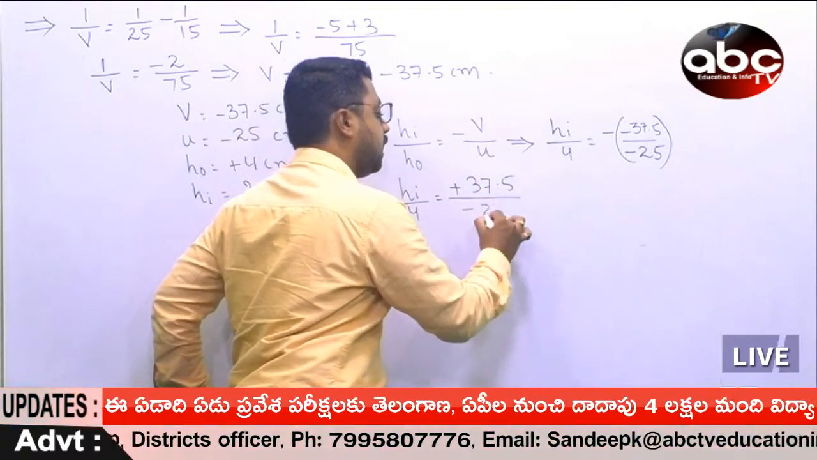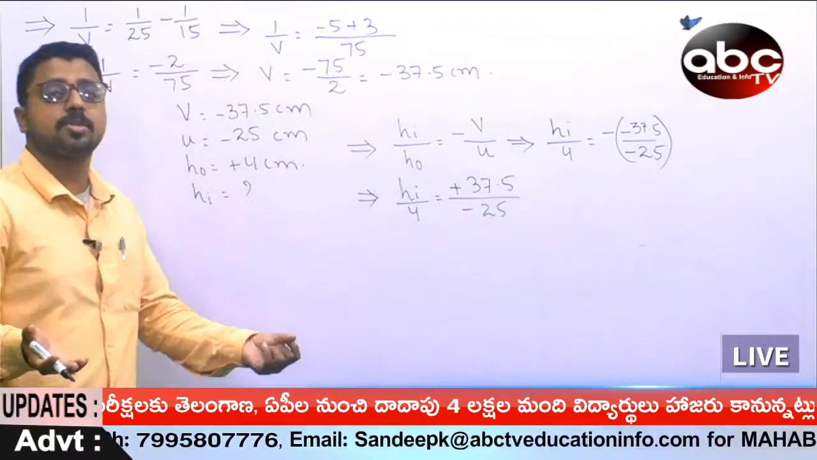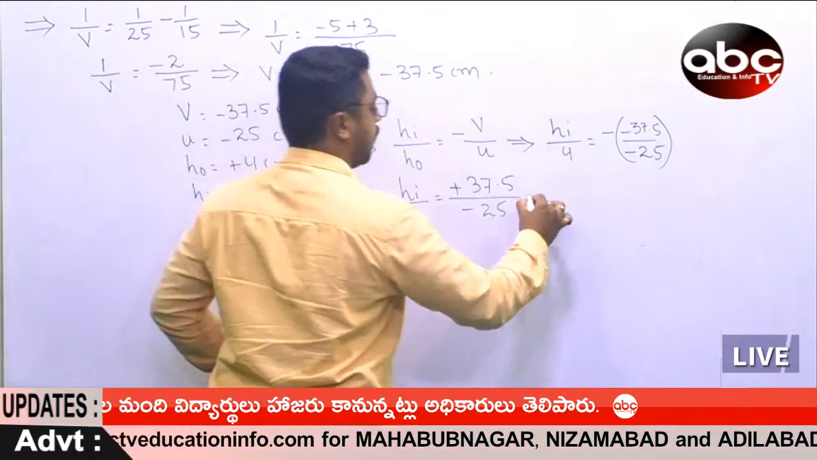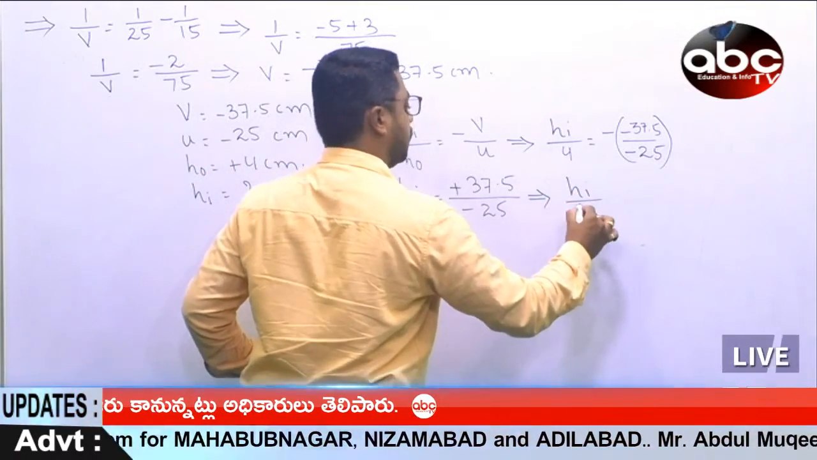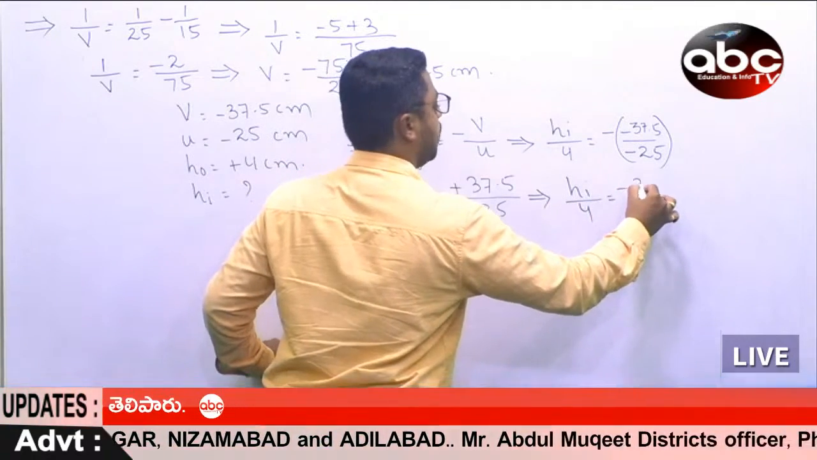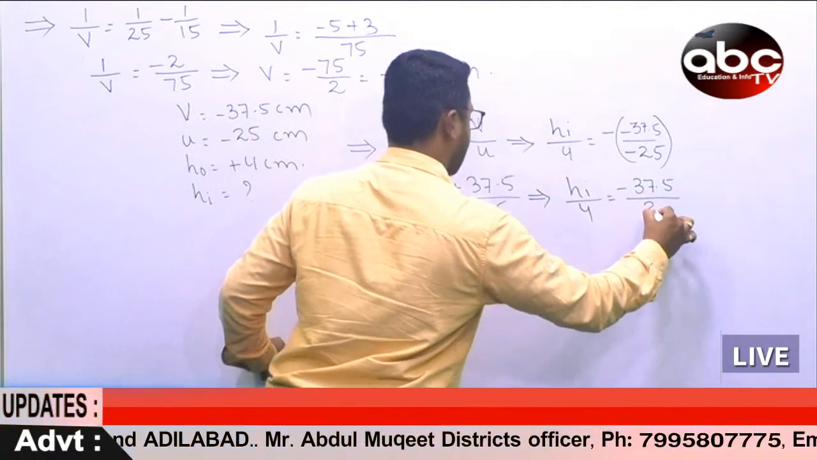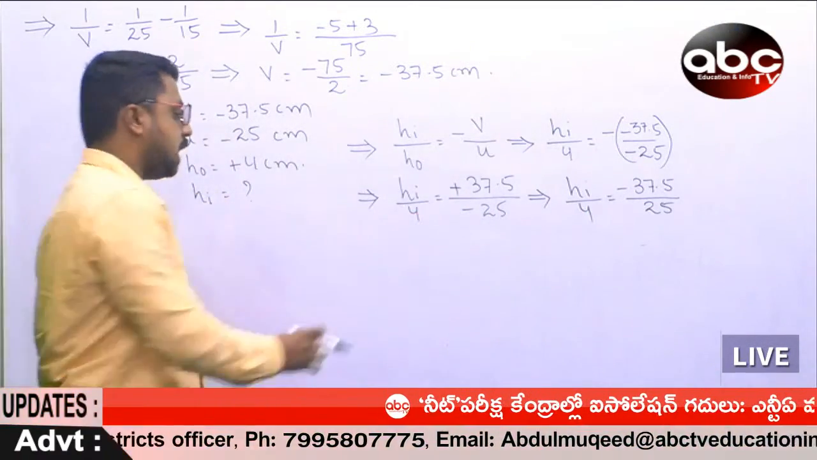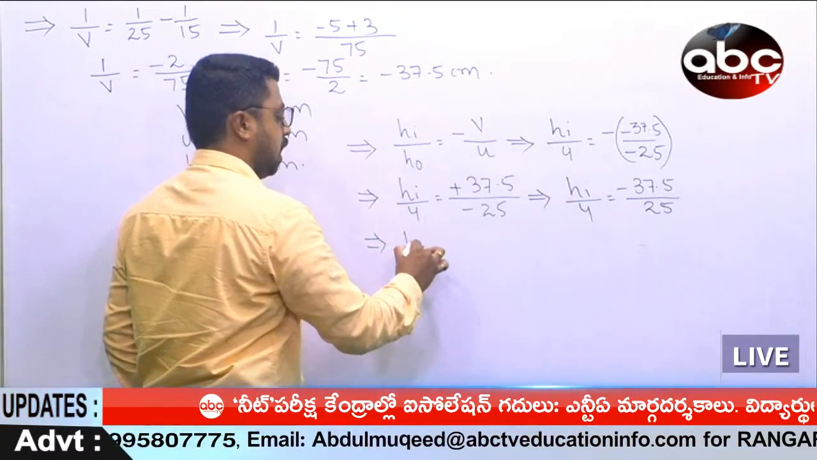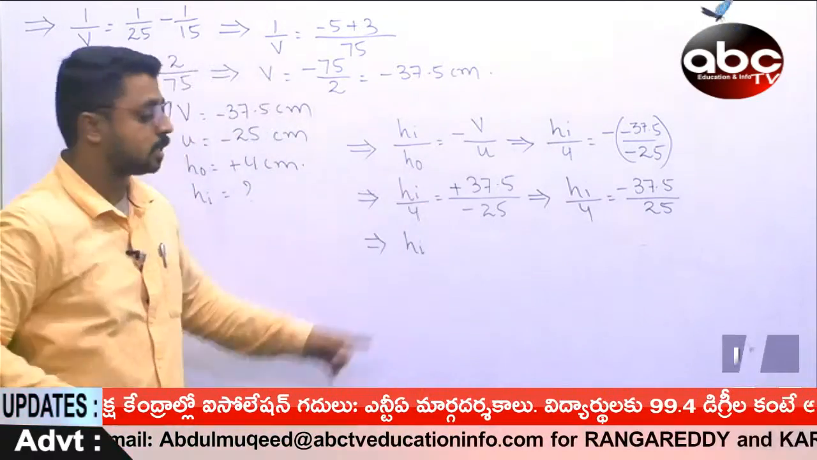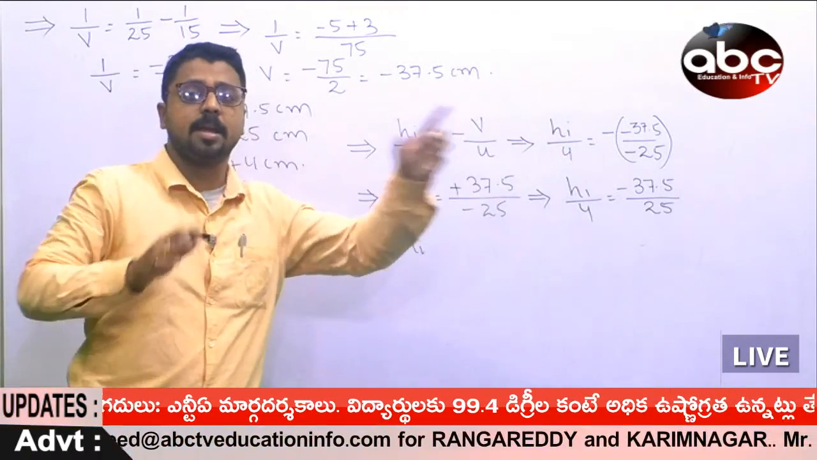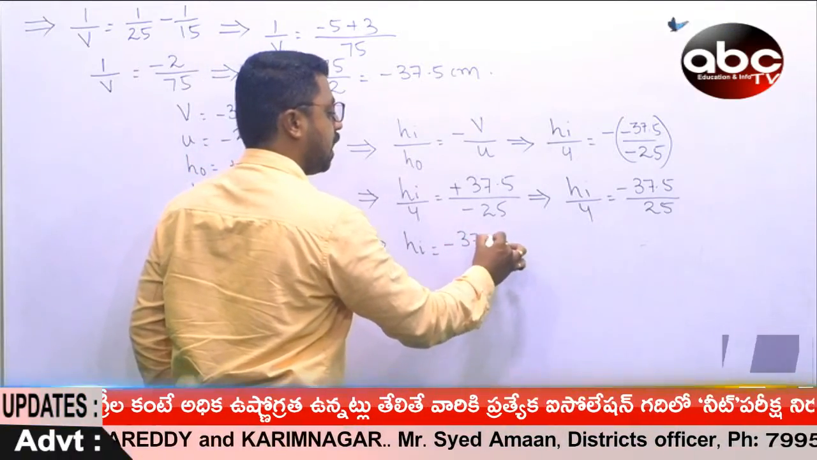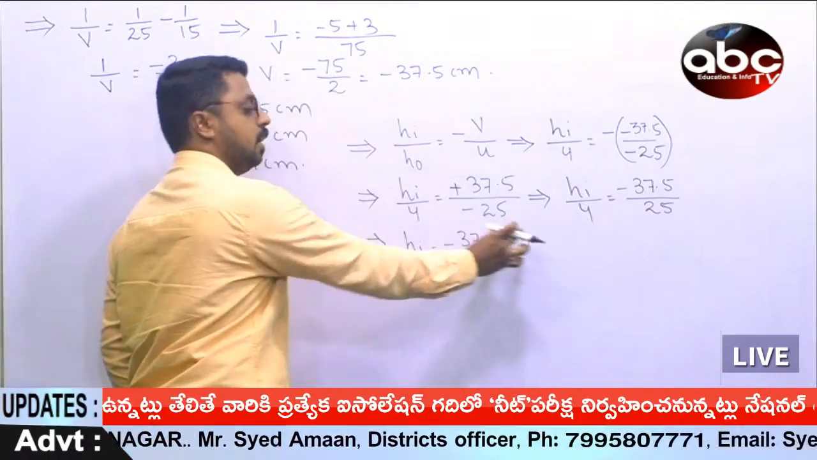37.5 by minus 25. So the denominator has a minus, and naturally it comes for the numerator also. So what is going to happen? This is again converted as height of image by 4 is equal to minus 37.5 by 25. This negative symbol is applied for the numerator. At the same time, the dividend here is going to be converted as a multiplicand if we shift to the RHS. That is minus 37.5 into 4. The dividend here shifted there.